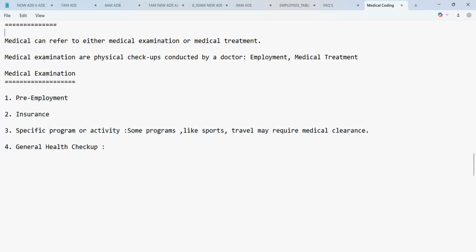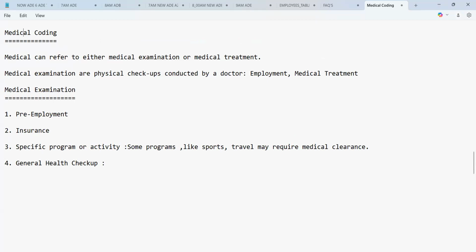And now when it comes to medical coding, coding means what, guys? What do you understand by coding, everyone? I want the session to be interactive, so please let me know what coding is. What do you understand by coding, guys?